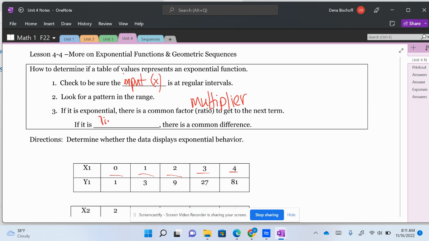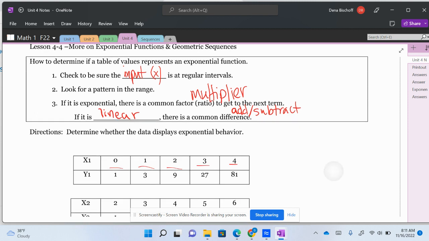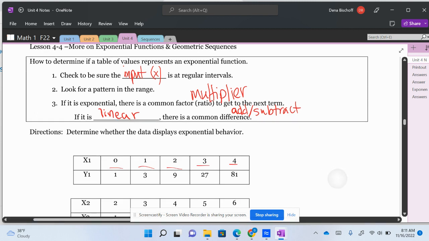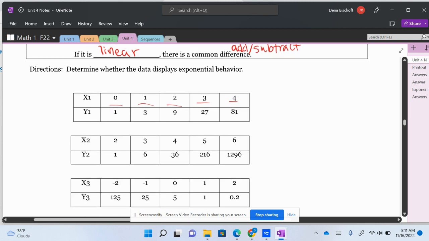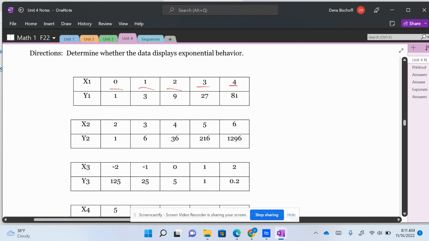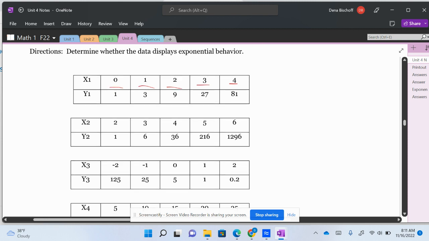It's linear if you have a common difference, and that's something that you would add or subtract to get the next term, right? You guys know that. That's your slope. Whatever that value is, that's what you're doing to get to the next term. So we're going to look at each one of these tables, and we're going to determine if they are exponential or linear. And if they're exponential, we want to say what the common ratio is. And if they're linear, we want to say what the common difference is, okay?